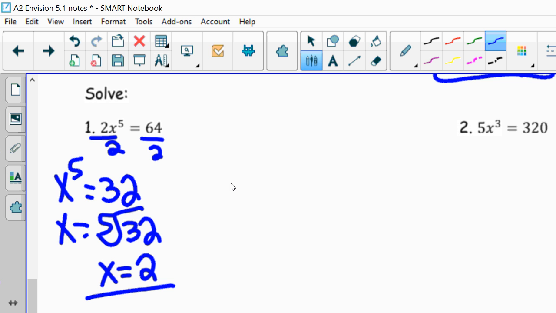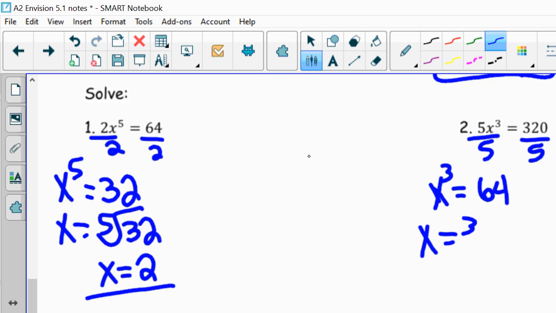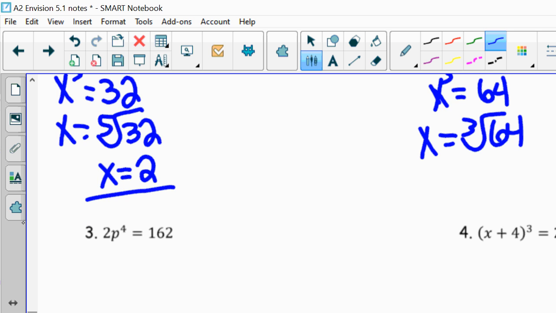Number 2, 5x cubed equals 320. Again, the very first thing, divide everything by 5. So then I get x cubed equals, 320 divided by 5 is 64. So now get rid of x cubed, so take the cube root of both sides. So I get x equals the cube root of 64. The cube root of 64 is equal to 4. So my answer, x equals 4. And again, I could plug it back in and check.